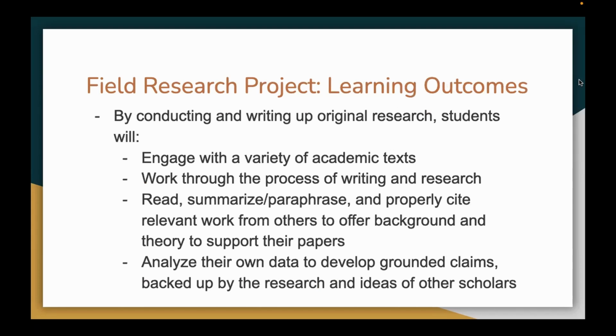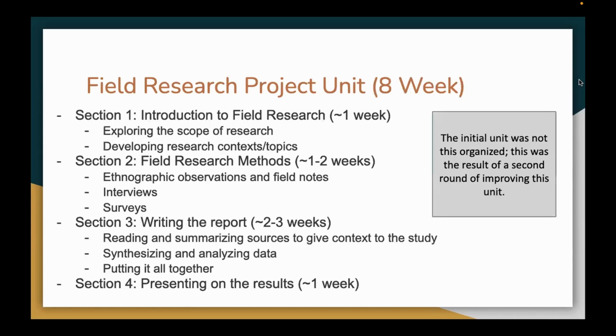And so these were the outcomes that I came up with: that they would engage with a variety of academic texts. They'd work through the process of writing and research. They would read, summarize, cite works, and then they'd analyze their own data. So all of this is things that are regularly done in a composition course, but I was changing it or pushing it more into their own direction so they had ownership over what they were doing in terms of the research.